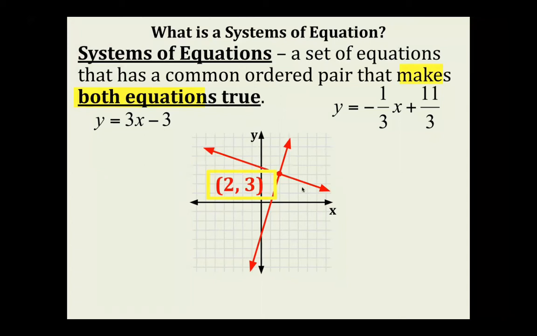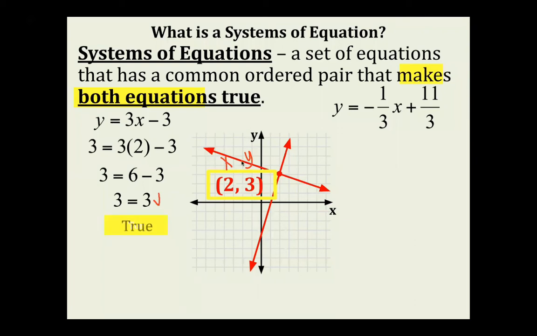Now you might be wondering, what does it mean to make both equations true? Well, let's say that you plug 2, 3 into your equations. 2 would be your x value, 3 would be your y value. Now you can plug those into both equations. First, y equals 3x minus 3 would give you 3 equals 3 times 2 minus 3. That would simplify to 3 equals 6 minus 3, and 6 minus 3 equals 3. So your final simplified equation would be 3 equals 3, which we know is true.